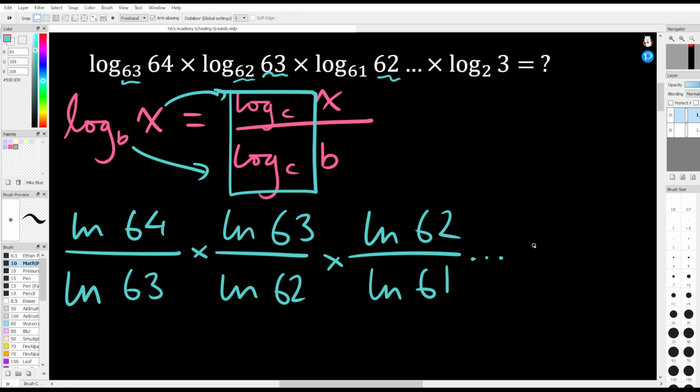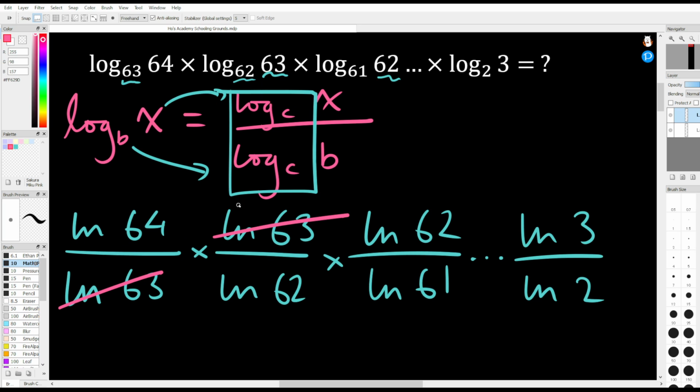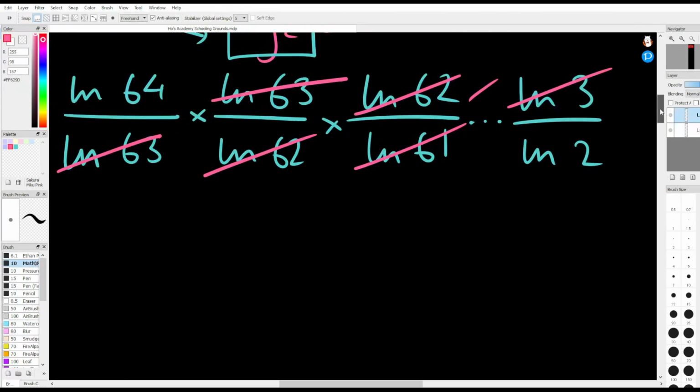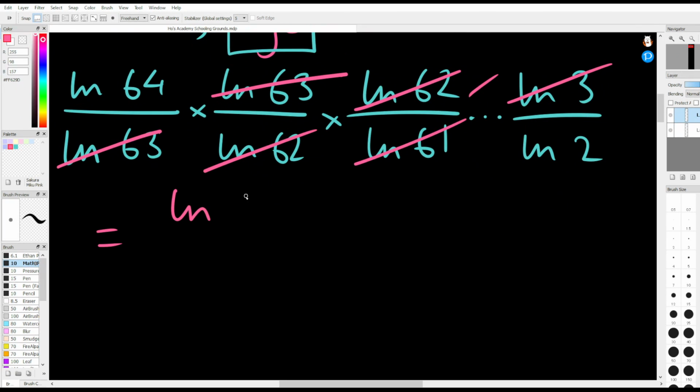So straight away, we'll see that these terms can cancel out. If you look here, the natural log of 63 cancels, because this numerator multiplies into the denominator and cancels out. 62 cancels, and this would continue on and on until you only have natural log of 64 over natural log of 2.